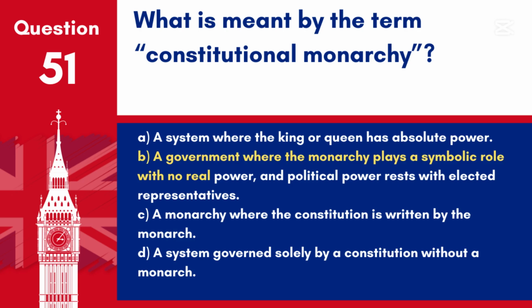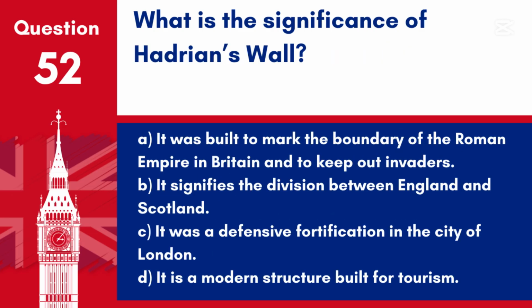Answer: B. A government where the monarchy plays a symbolic role with no real power and political power rests with elected representatives. The UK is a constitutional monarchy, meaning the monarch's powers are ceremonial and actual political power is exercised by elected bodies.